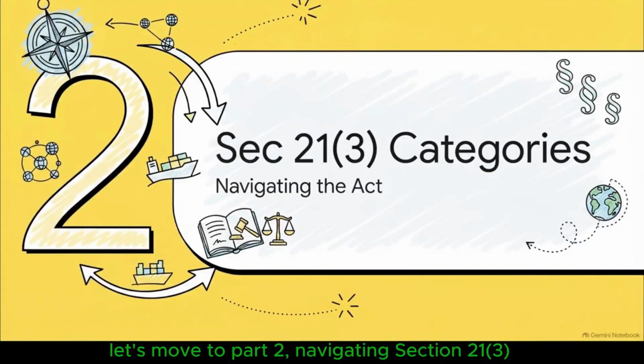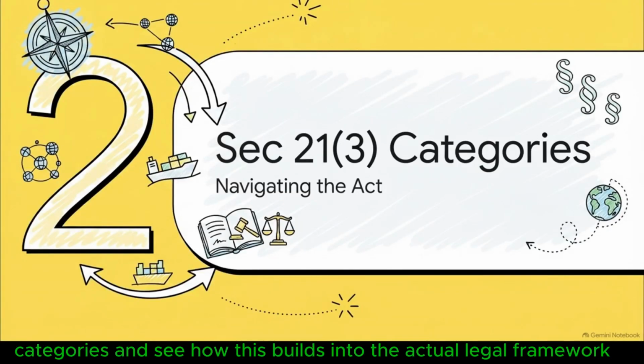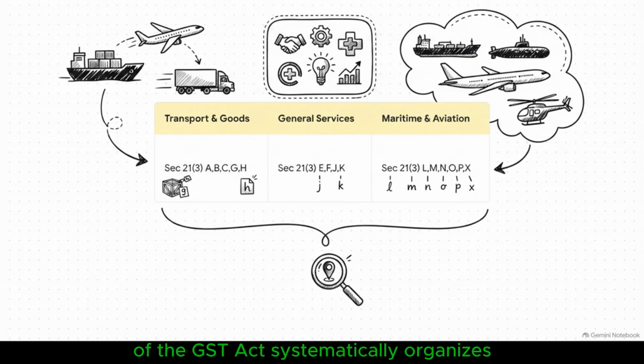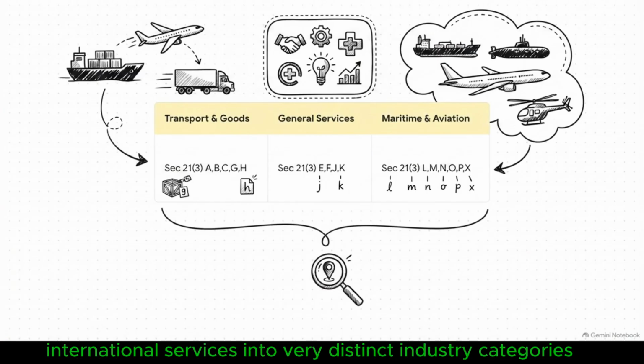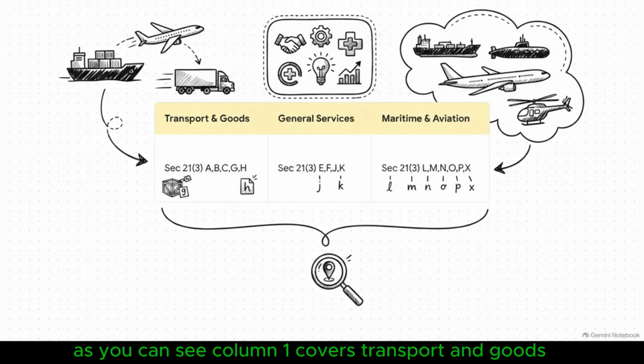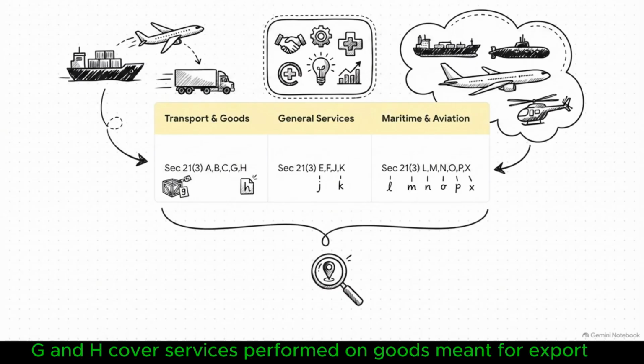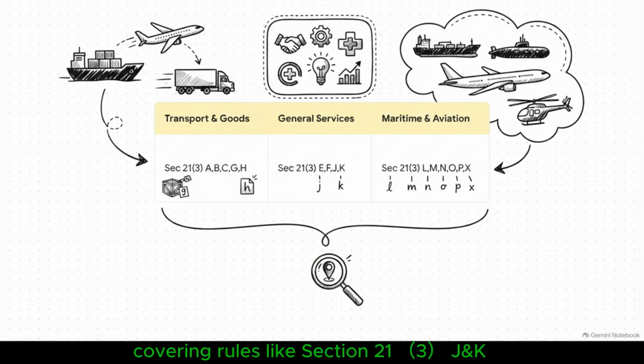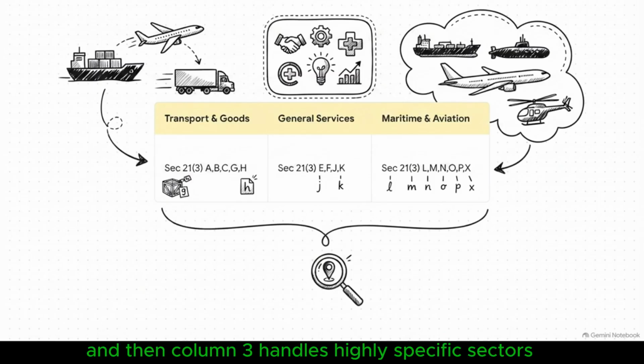Let's move to Part 2, navigating Section 21(3) categories, and see how this builds into the actual legal framework governing these rules. So, Section 21(3) of the GST Act systematically organizes international services into very distinct industry categories. As you can see, Column 1 covers transport and goods. So, for example, Section 21(3) G and H covers services performed on goods meant for export. Column 2 is for general services across multiple industries, covering rules like Section 21(3) J and K. And then Column 3 handles highly specific sectors like maritime and aviation.